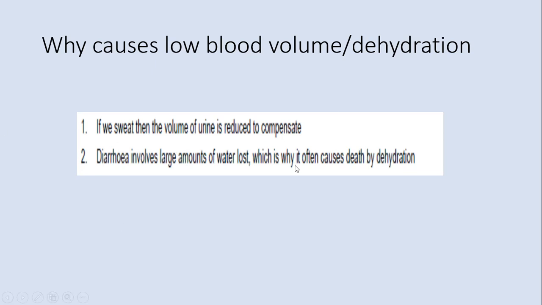Now, what causes low blood volume or dehydration? Sweating. If you are sweating and you don't make it up with water, then urine is reduced to compensate for the loss of water. Diarrhea, which is watery feces, lots of water gets out with the feces. That's why diarrhea may cause death if it's not made up by oral solutions that include sugar and salts, and if it is not made up by drinking lots of water.